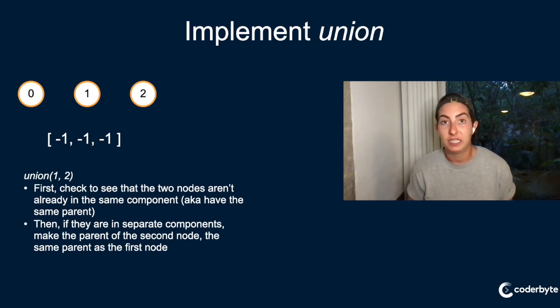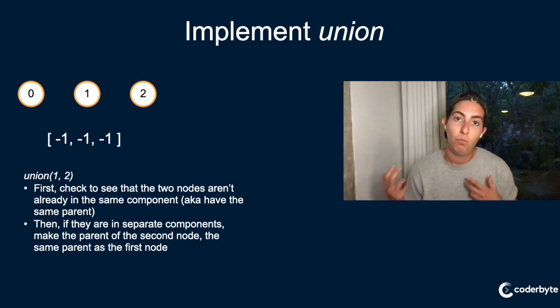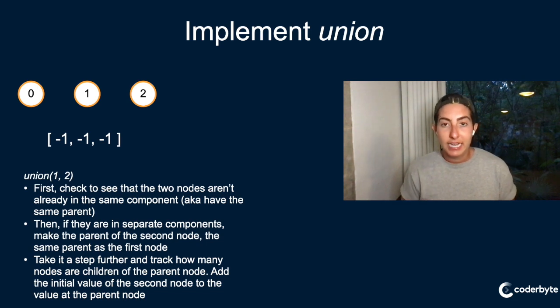We can do it based on the sizes of each component: make the node that is in the larger component the parent of the node that's in the smaller component. You can do all sorts of things. But essentially, you want to make them have the same parent. So in our case, we're going to make the parent of the second node the same parent as the first node. To take it a step further, we can track how many nodes are children of that parent node by adding the initial value of the second node to the value of the parent node.